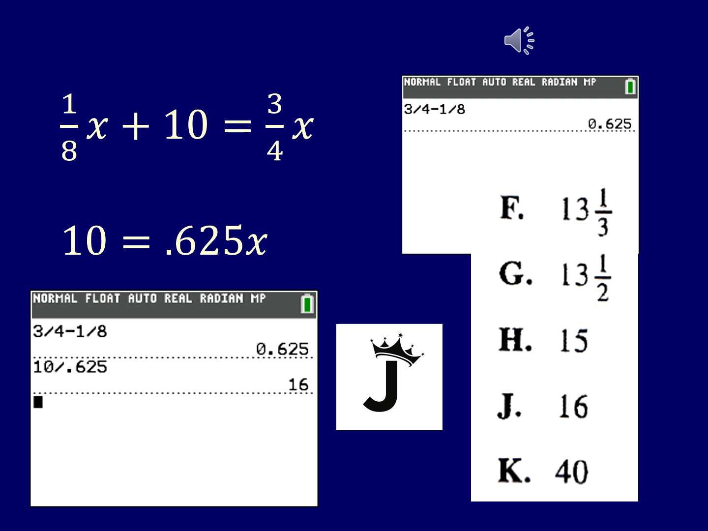So to solve this, I've got to take 3/4 x minus 1/8 x. I did 3/4 minus 1/8 on my calculator and got 0.625. You could realize that that's going to be 3/8, but you don't have to. I just left it as 0.625. To find x, I take 10 divided by that, and it turns out the answer is 16.